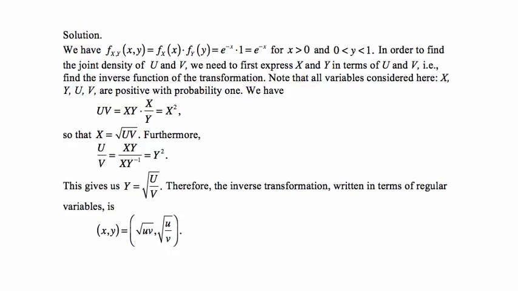So the inverse transformation in terms of the regular variables, lowercase x and lowercase y instead of capital letters denoting random variables, we're writing to express the two-dimensional function that we are considering. x is equal to square root of uv, and y is the square root of u over v.